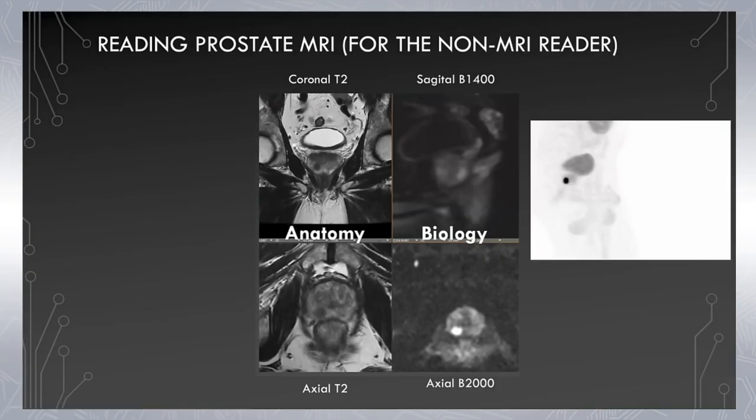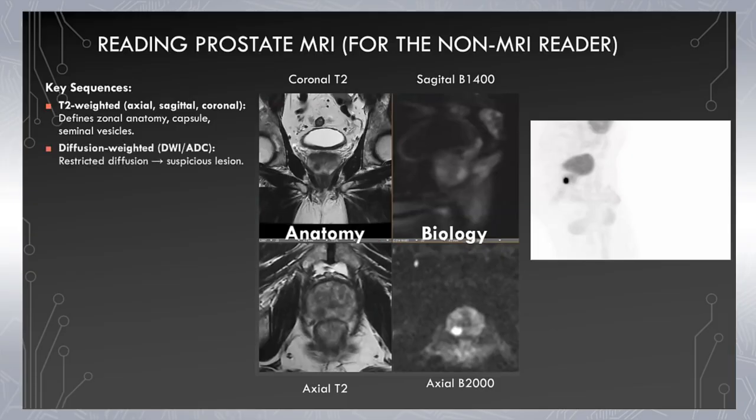Let's do a primer for reading prostate MRI for the non-MRI reader. Key sequences in reading MRI of the prostate are as follows. T2 weighted imaging, axial, sagittal, and coronal planes, that allows us to define zonal anatomy, the capsule, seminal vesicles. Diffusion weighted imaging looks at the biology of the lesion. We look for lesions that have abnormal restricted diffusion or abnormal Brownian motion, and those are our suspicious lesions. Dynamic contrast, looking for early focal enhancement, which supports suspicion on T2 and diffusion weighted imaging.